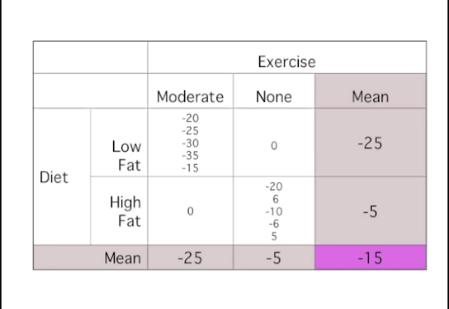However, there is no way of knowing whether the difference is due to diet or due to exercise, since every subject in the low-fat condition was in the moderate exercise condition, and every subject in the high-fat condition was in the no-exercise condition. Therefore, diet and exercise are completely confounded. The problem with unequal n is that it causes confounding.